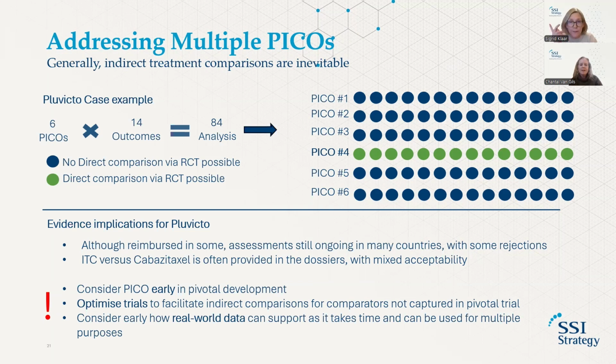Yeah, and as a former regulatory assessor, 14 outcomes from oncology trials sounds a lot. I can think of 4 or 5 efficacy endpoints that we think are really useful. So can you comment on that?